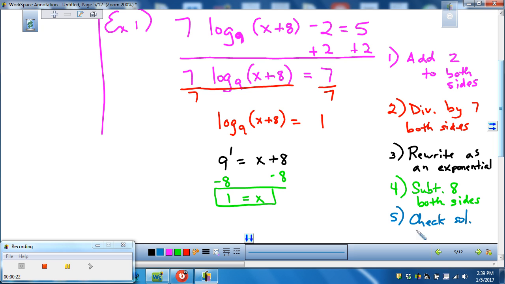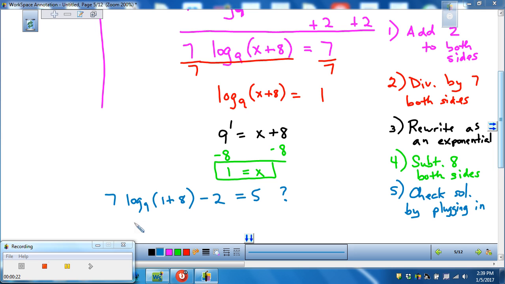by plugging it in. So we're going to plug it back into our original equation, and we're just going to check it. 7 log base 9 of 1 plus 8 take away 2 equals 5. We want to know if that's true or not.